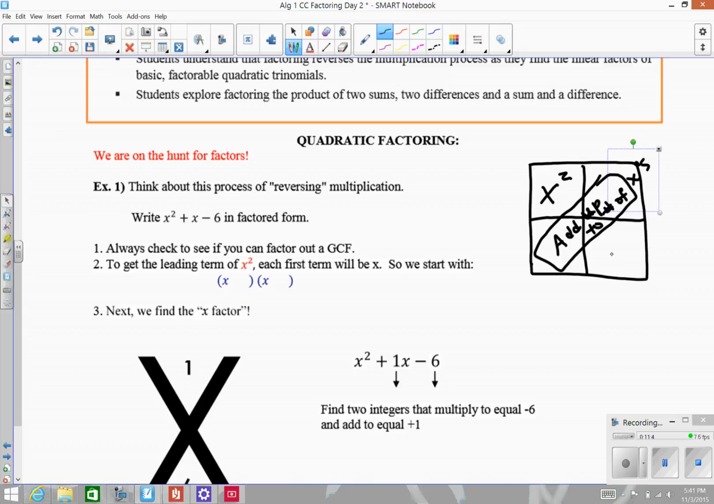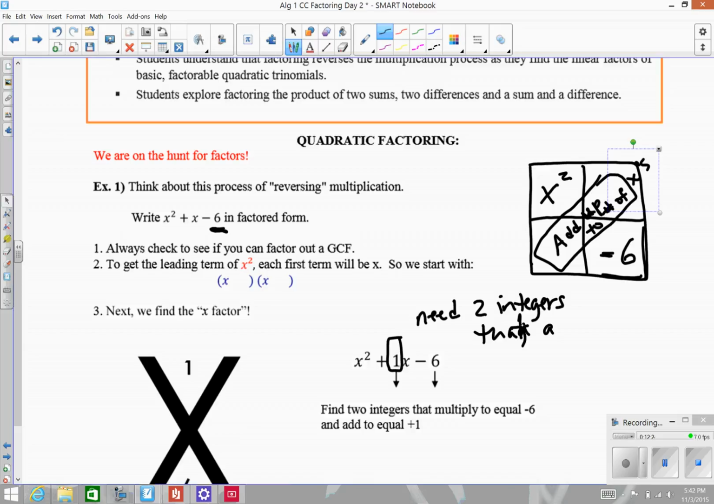My last box here always ends up having in it my last term, my constant term, in this case a negative 6. So this negative 6 here is what I want to put in my bottom right hand box here. Now these other two boxes we said had to add up to equal my number of x's, and if I look at my trinomial, number of x's for this example is 1. So I need two numbers. Actually, I'm looking for integers that add.